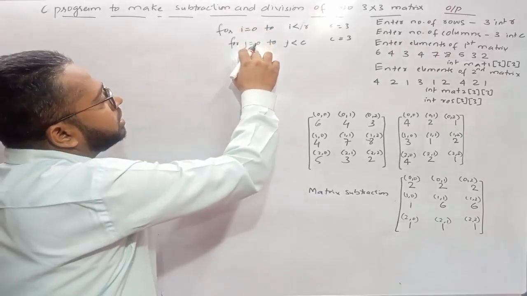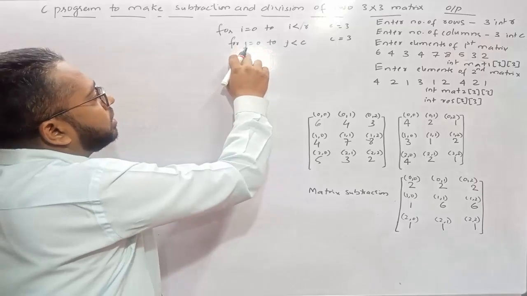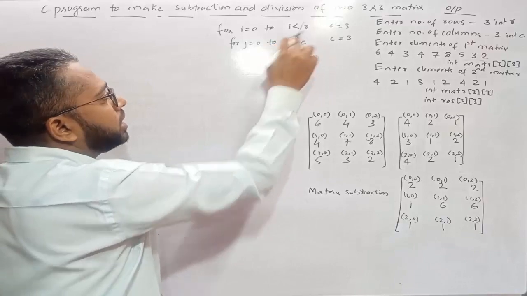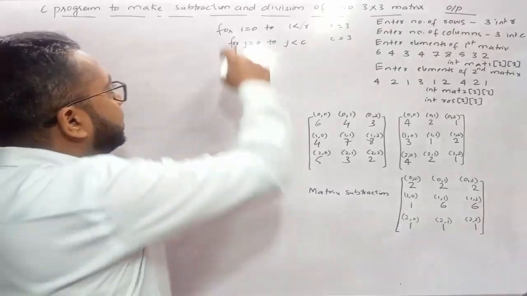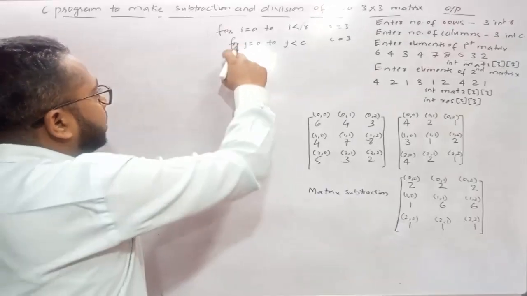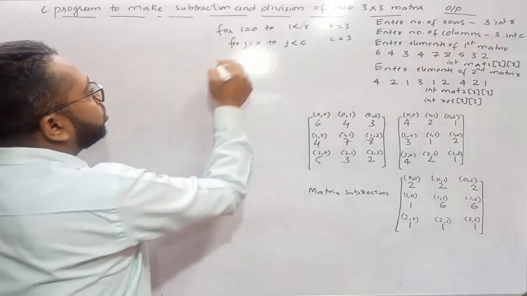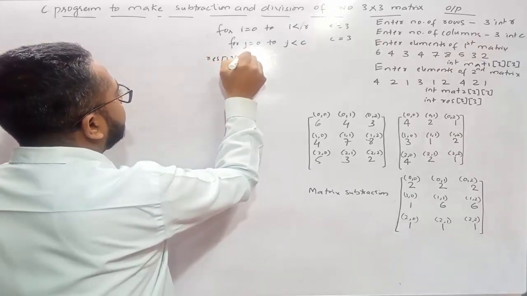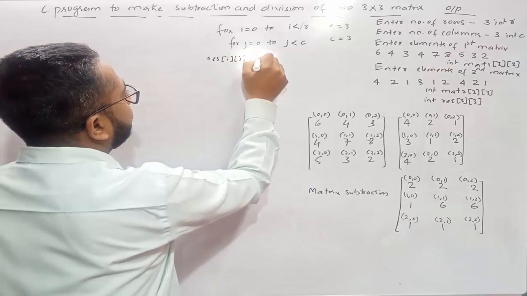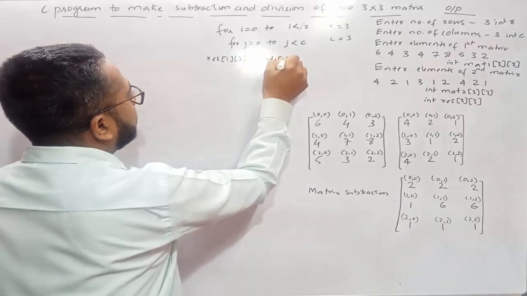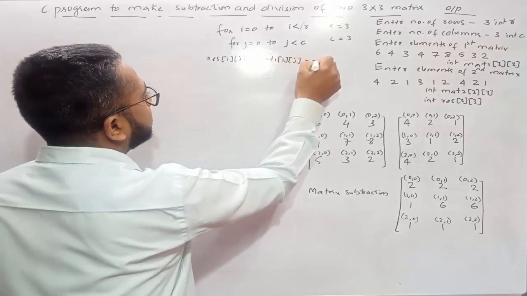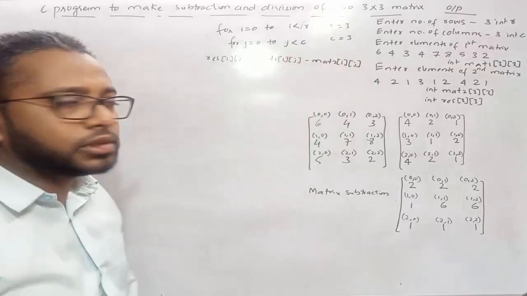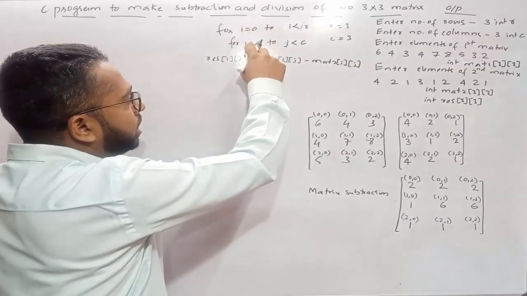That's why control will come inside the i loop. Here the j for loop gets executed. j equals 0, 0 is less than c, which is 3, yes, condition true. Now both of these conditions are satisfied, so control will come inside this j loop to perform this expression: result of i j is equal to mat1 of i j minus mat2 of i j. Now the i value is 0, and the j value is 0.